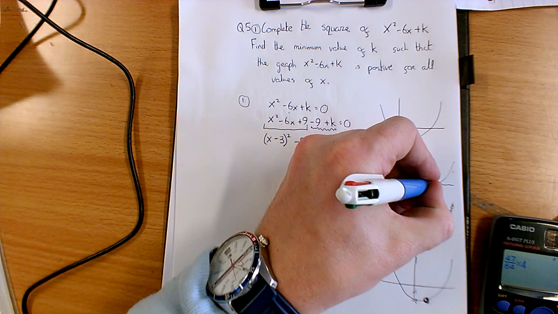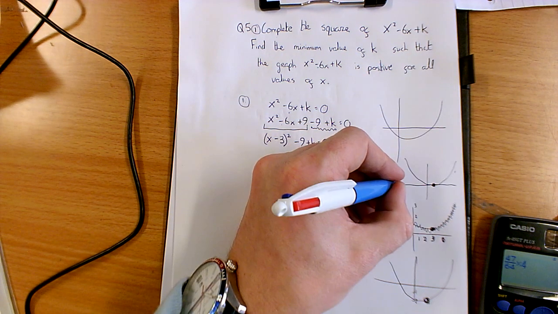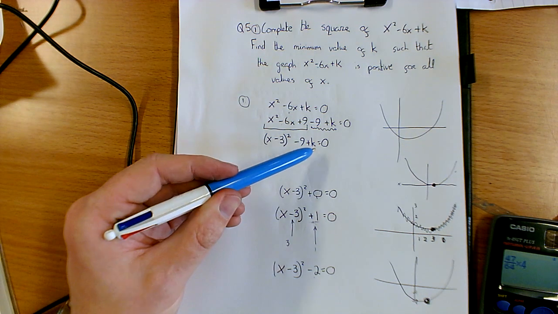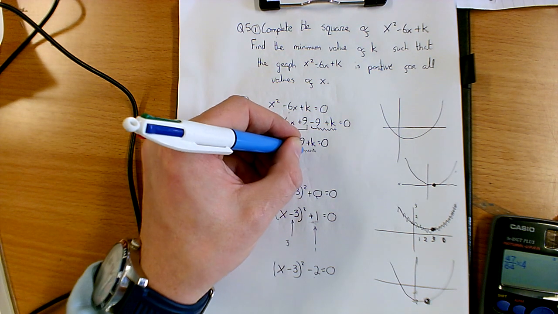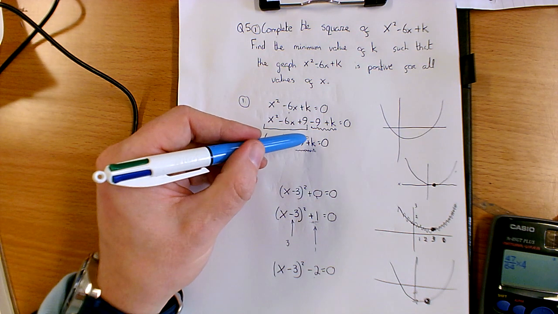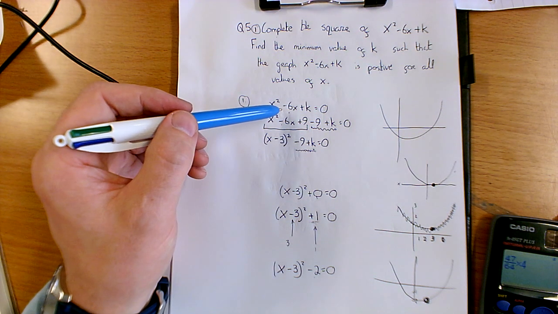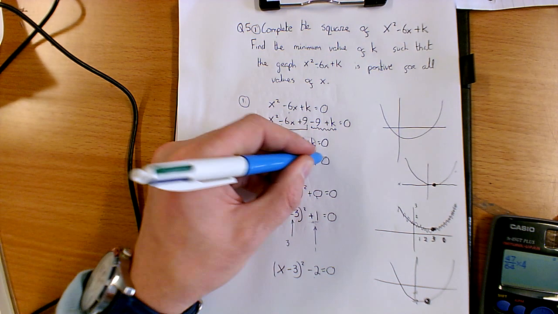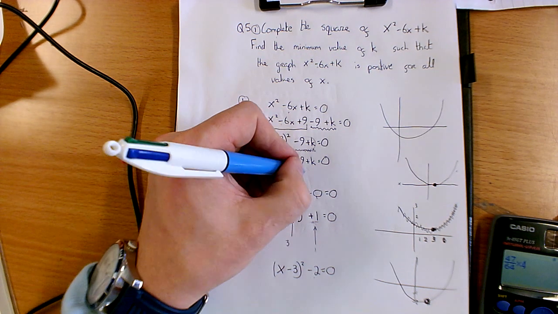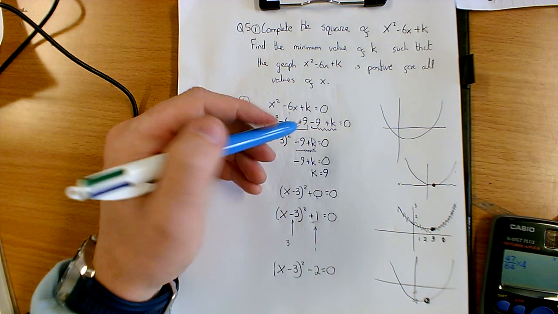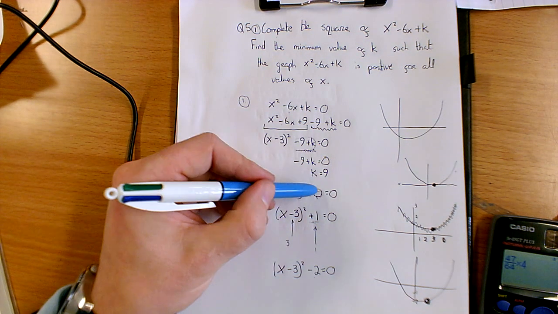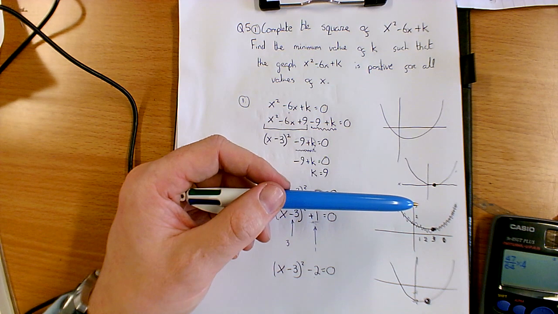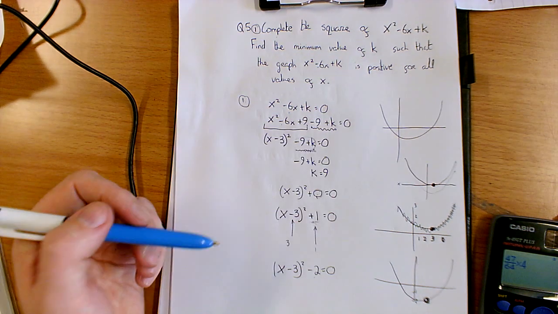Because if it's 0, then that means the minimum point is on 0 on the x-axis. Okay? So this, the minimum value that this can be in order to ensure that the graph is positive for all x, this here, this minus 9 plus k, must be 0. And in order for that to be 0, well, k must be 9. Because if k is 9, then that ensures that this is the case. If that's the case, then here's the graph, and that's the lowest that graph can be without getting into negative.